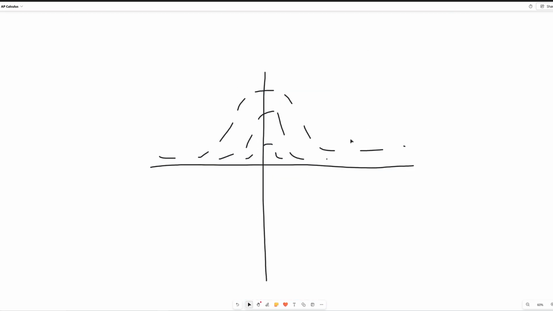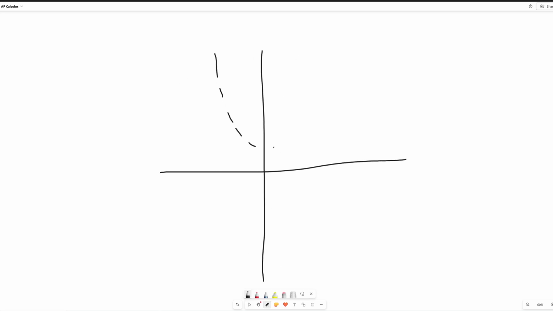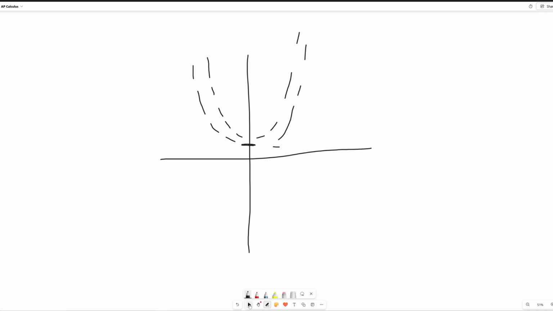And then, finally, anything that looks like this, where you have 0 slope at the center, will be some sort of quadratic.